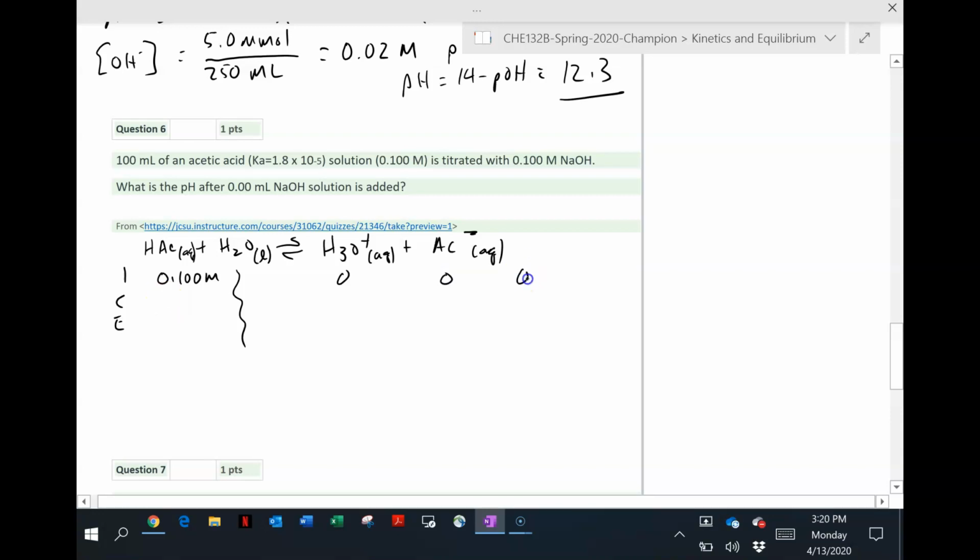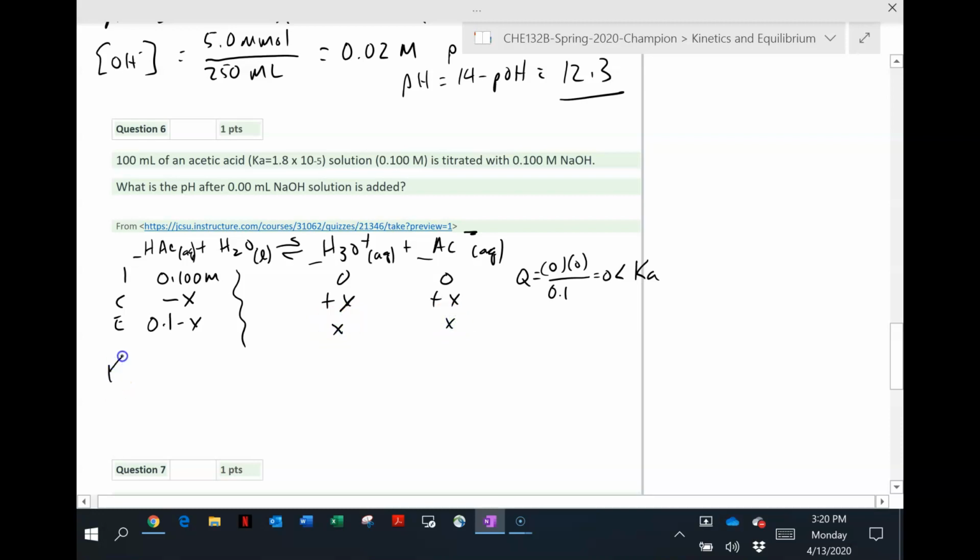What's going to happen? Q for that, of course, is 0 times 0 over 0.1, that's 0, that's less than Ka, which we're told is 1.8 times 10 to the negative fifth. So that tells us that this is going to go down negative x, and this will go up plus x and plus x. They're all multiplied by invisible ones because the coefficient in each case is 1, so we don't have to multiply them by anything. To get the equilibrium line, we just sum the two, so 0.1 minus x for acetic acid, 0 plus x is x, 0 plus x is x.